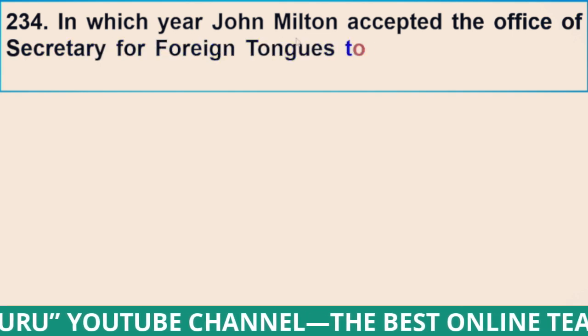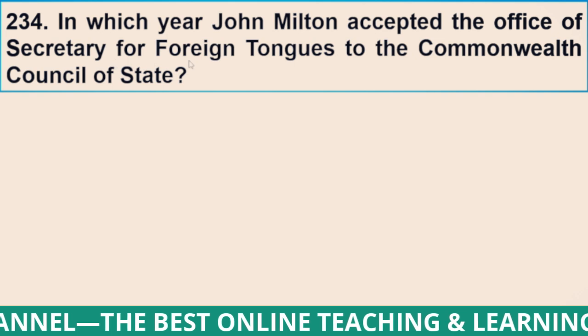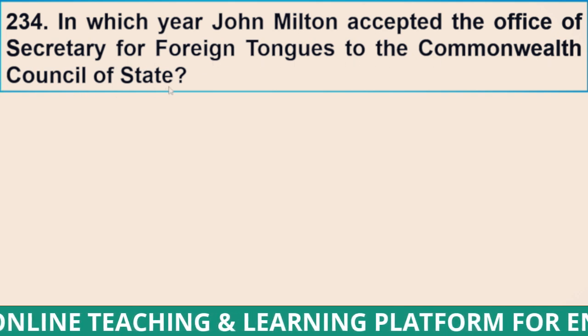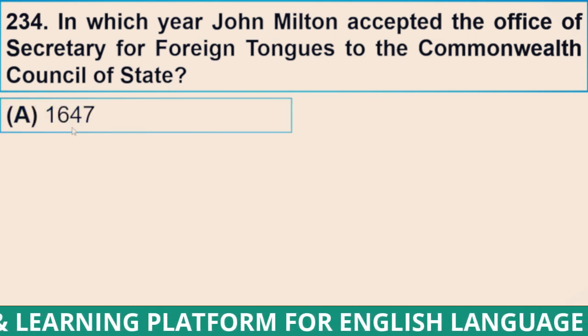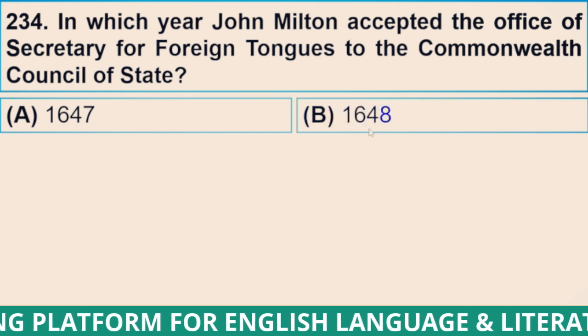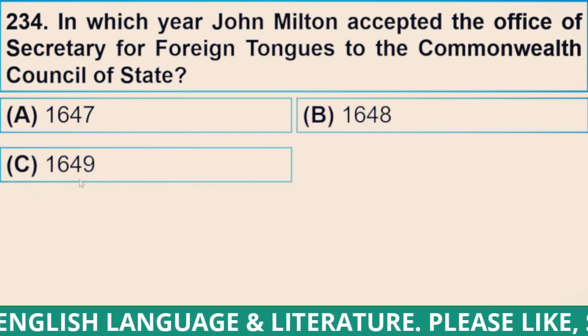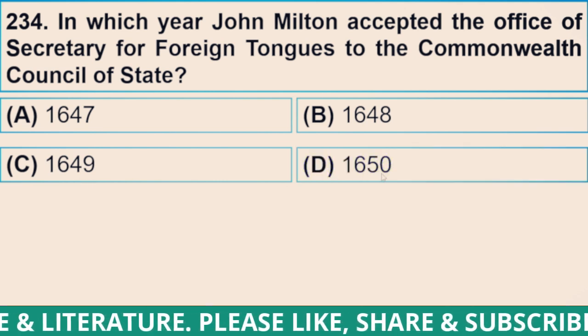In which year did John Milton accept the office of Secretary for Foreign Tongues to the Commonwealth's Council of State? Let's see the options. Option A, 1647, option B, 1648, option C, 1649, and option D, 1650.